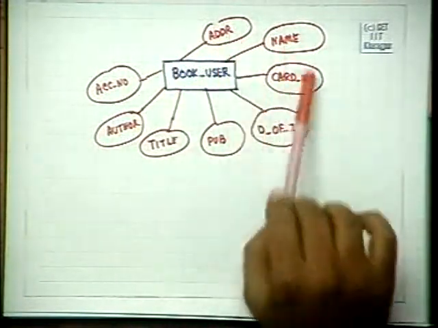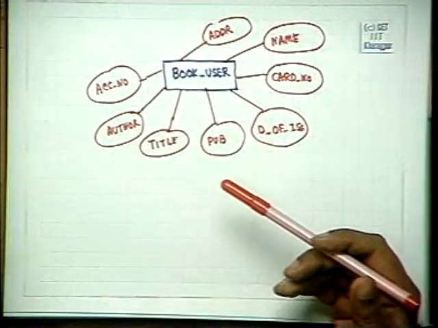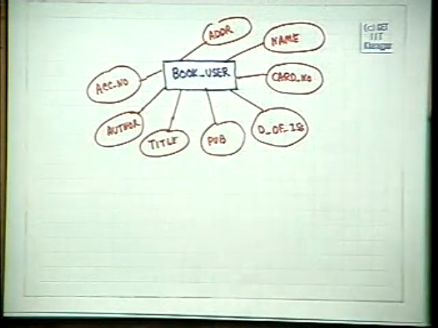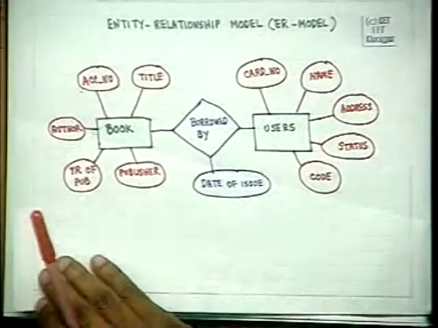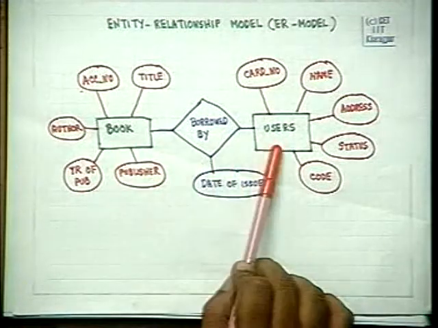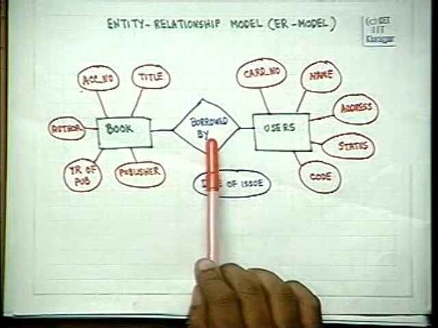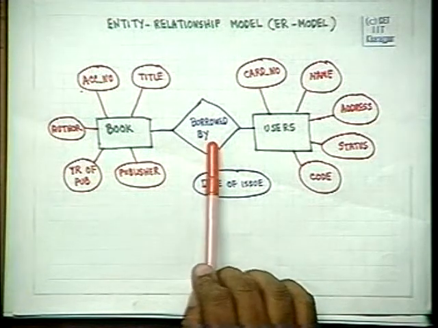Similarly, if a user may be there who may have borrowed no book, in that situation we will have to have a separate entity for this, and only those books which are borrowed by users will be defined by the relationship borrowed by.